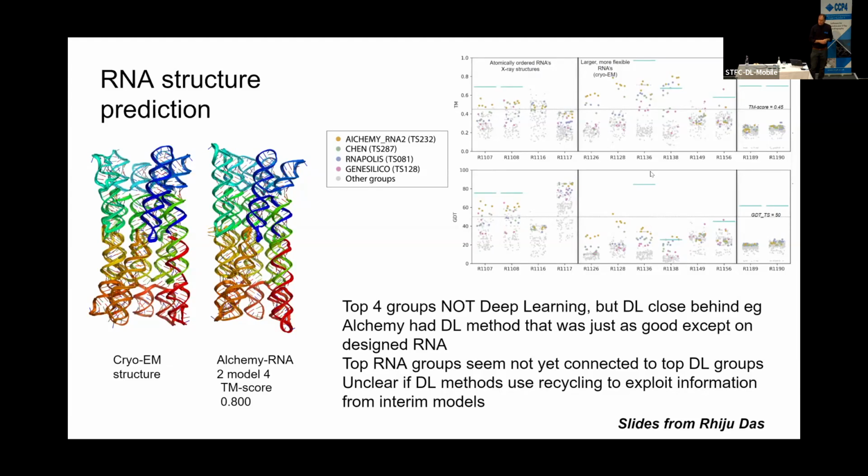The big, well, slight surprise, I guess, interesting observation was that the top 4 groups there did not use deep learning. So everyone expected that a deep learning method would take over there, just like it had in the protein world. That didn't happen. These top 4 methods here are all more conventional, but the deep learning is only just behind. And in fact, there was a deep learning method mentioned, which is just as good on the natural RNAs as the specific ones.